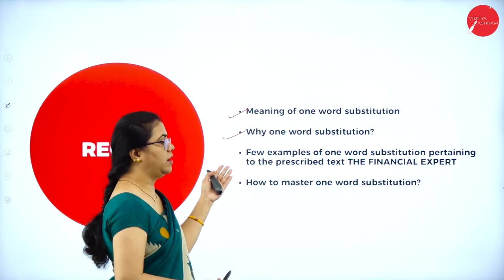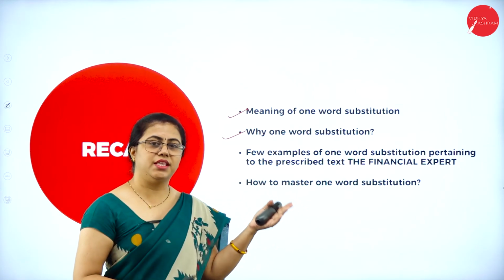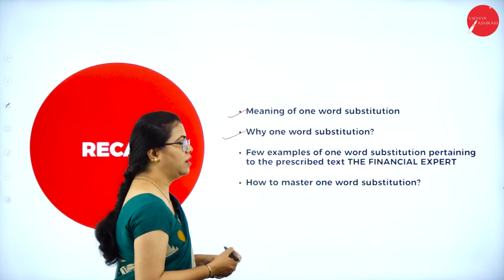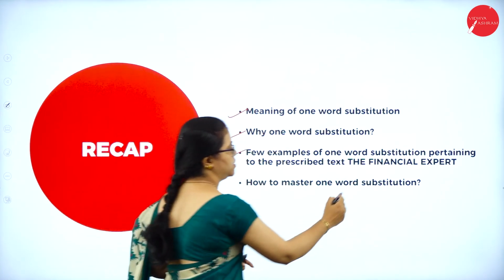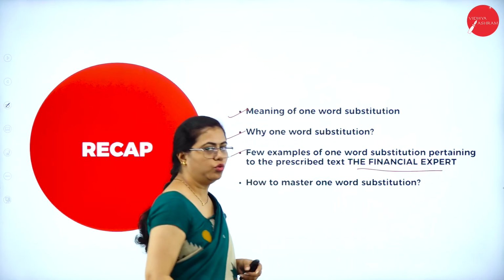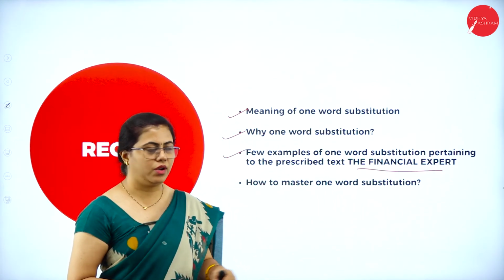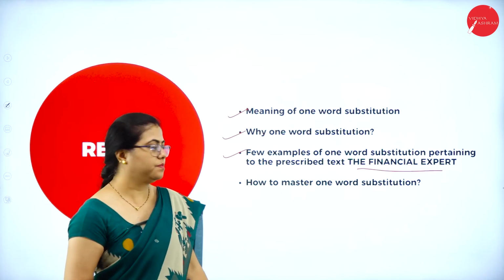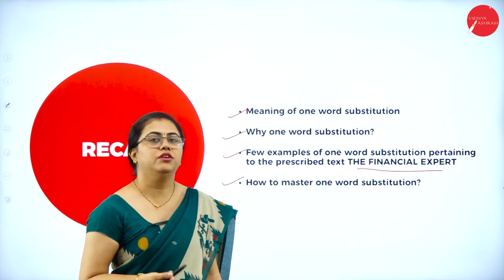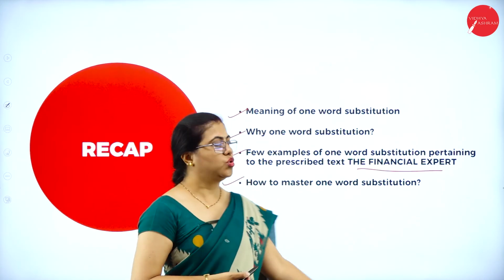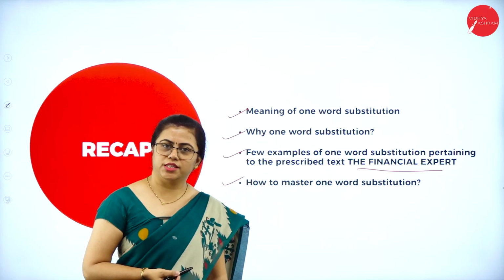Then we also learnt a few examples. There were maybe 30 to 40 words we have learned that are related to a financial expert. That is the text prescribed to you. Those most commonly used one-word substitutions were given over here. Then at last, how do we master one-word substitution? We learnt a few tricks about that. So these are the things we learned in today's session.